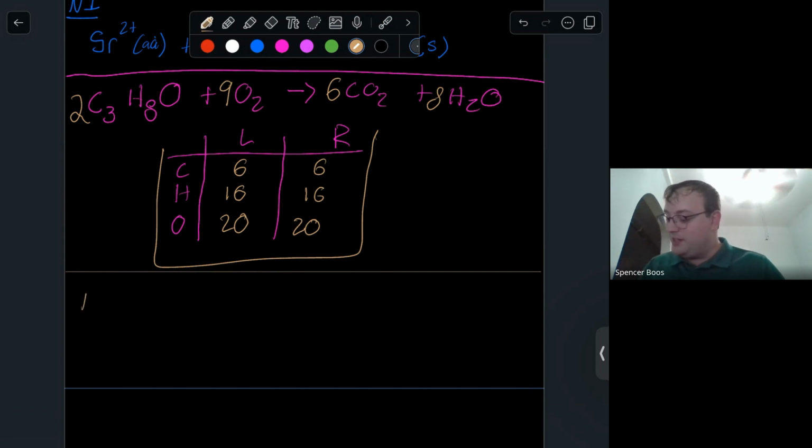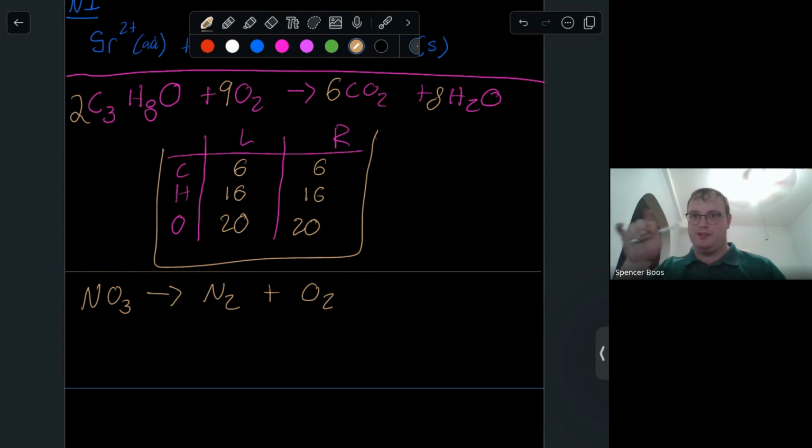If you've got something like this, NO, I don't know, 3, and it breaks down into N2 plus O2, right? This would be a decomposition, right? Because it's splitting up one thing into 2 things. That was just a specific question I asked at 9:04. All right. I think that does it.